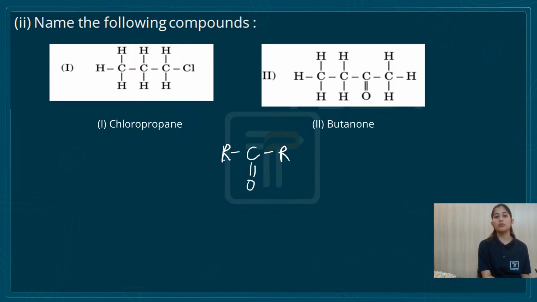So now, let's go ahead. How many carbons? 4 carbons. Then what is going to be the word for these 4 carbons? Meth, eth, prop, but. 4 carbons, but. Ketone ka suffix on. Single bond. So ane, E cut jayega. Butanone. That's it. Yes, these were some of the simple compounds CBSE can give you.